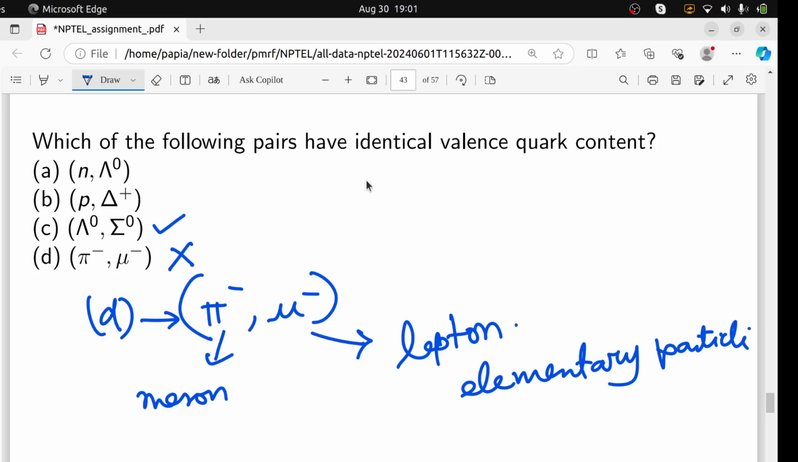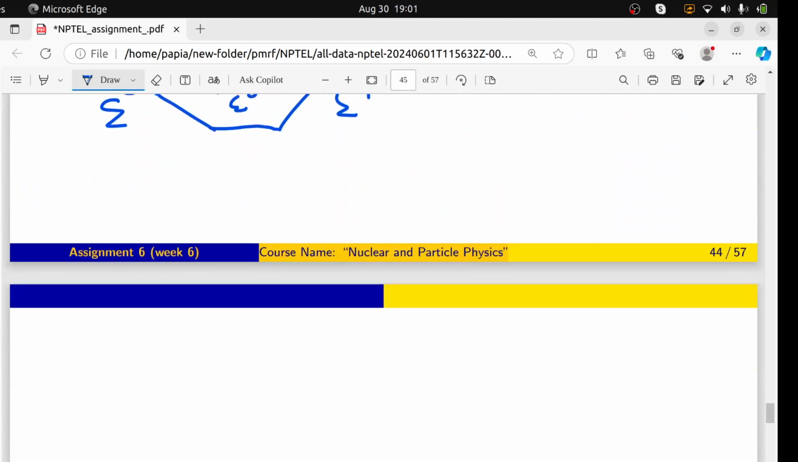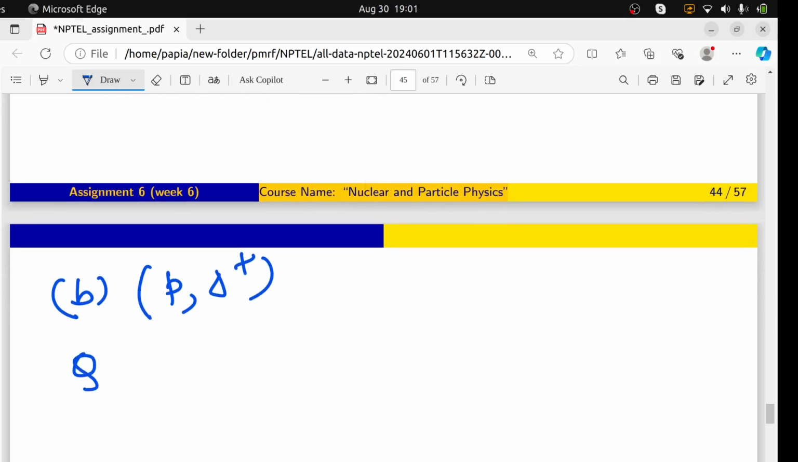Now P and delta plus. First of all, just check Q. Q is 1 for both. So maybe it will be the same one. Now strangeness. No strange particle is present at all. This is a strangeless particle, and this is also a strangeless particle. So the strangeness quantum number for P is 0, and for delta plus it is also 0. Both are baryon, so that is also fine.